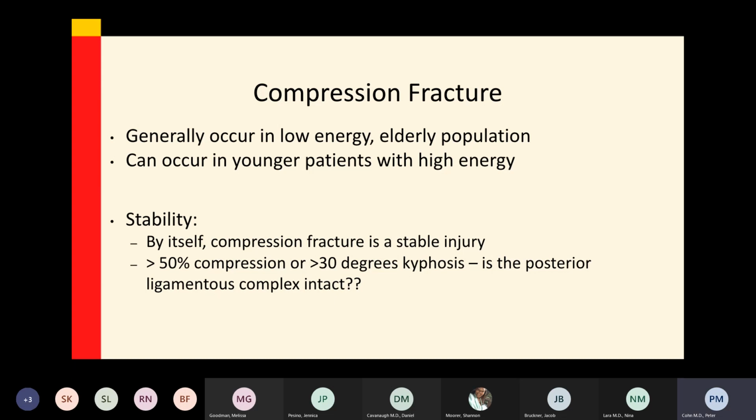However, there are some, and these numbers can change depending on the study you read, but really, if you see greater than 50% compression, or if you're noticing a lot of kyphosis at the level of the compression fracture, neither of those two numbers in themselves convey instability, but they do sort of lead you to look closer at that posterior ligamentous complex, because if you're getting that much compression or that much kyphosis, there's a greater chance that there has been a disruption of that posterior ligamentous complex.